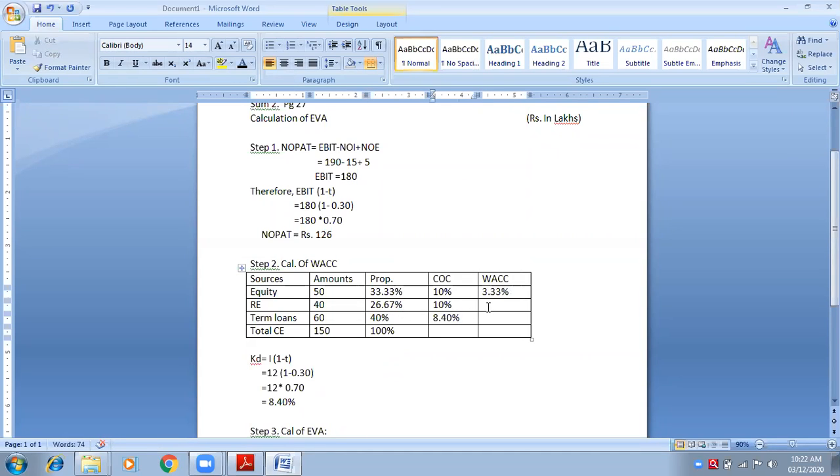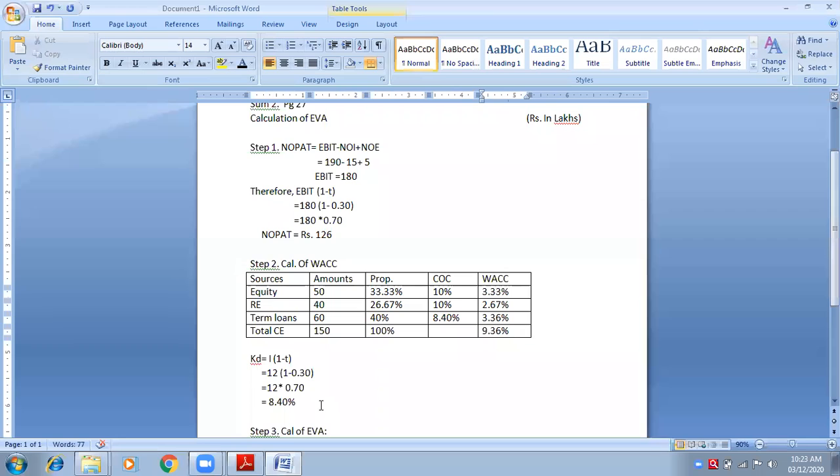26.67 into 10% is 2.67%. Very good. And 40 into 8.40% is 3.36%. And what is the total? That will be known as WACC. What is the total? 9.36%.